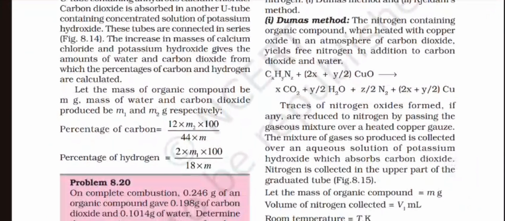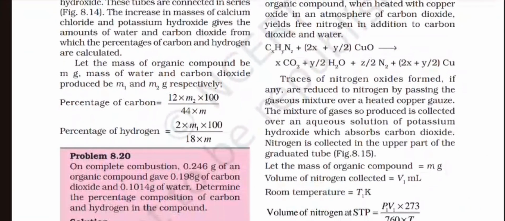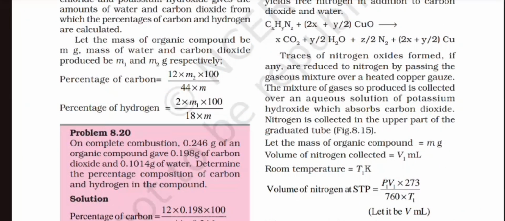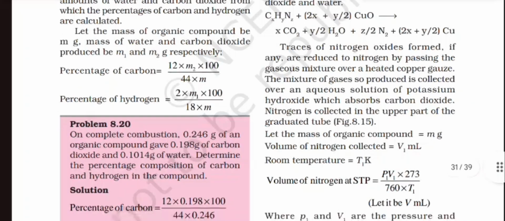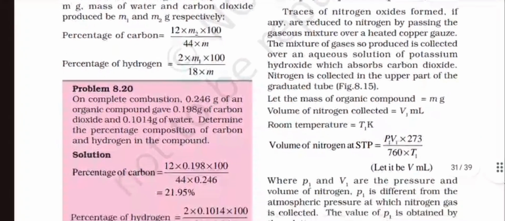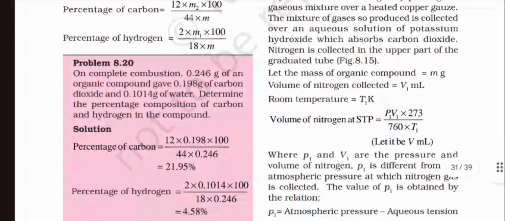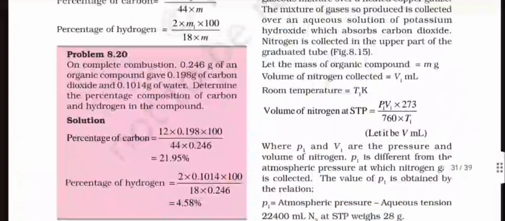The increase in masses of calcium chloride and potassium hydroxide give the amount of water and carbon dioxide from which the percentages of carbon and hydrogen are calculated. Let the mass of organic compound be m grams, and the masses of water and carbon dioxide produced be m1 and m2 grams respectively. Percentage of carbon = 12 × m2 × 100 / (44 × m). Percentage of hydrogen = 2 × m1 × 100 / (18 × m).